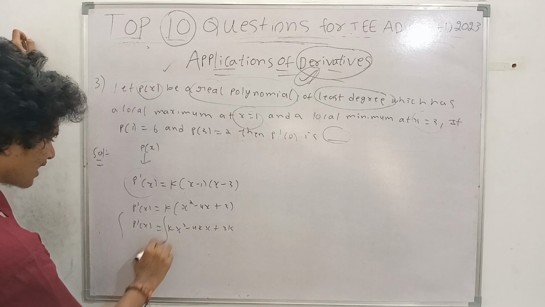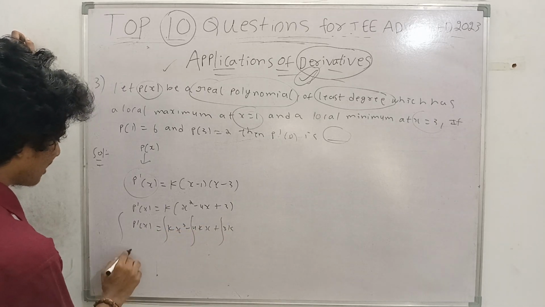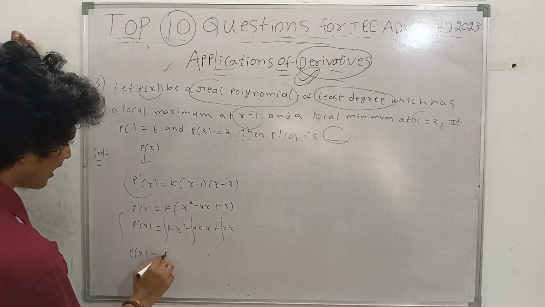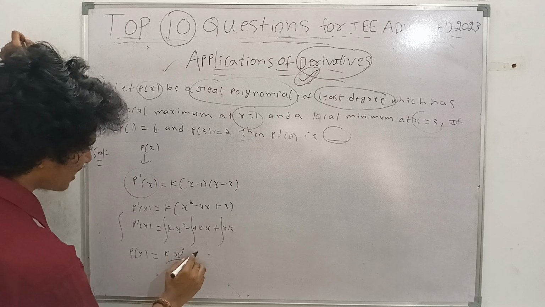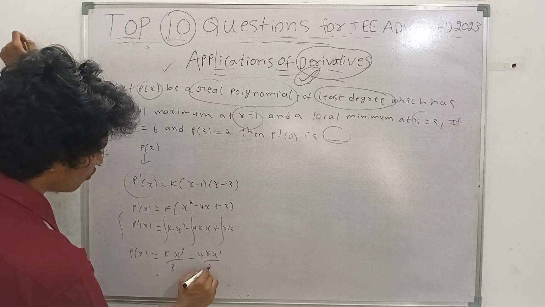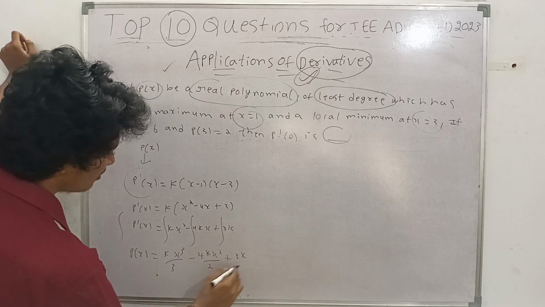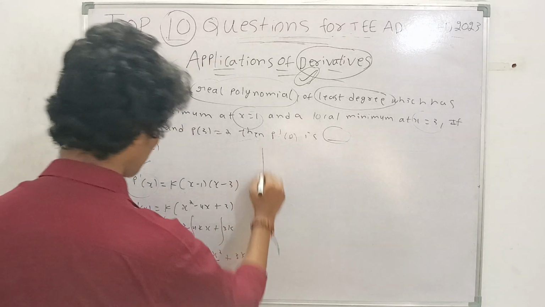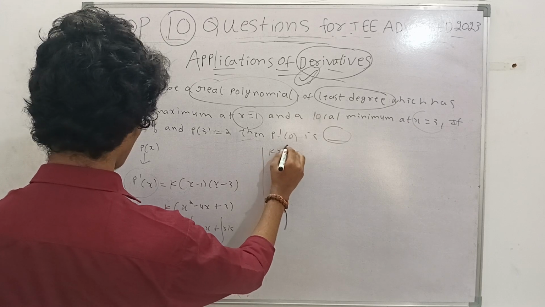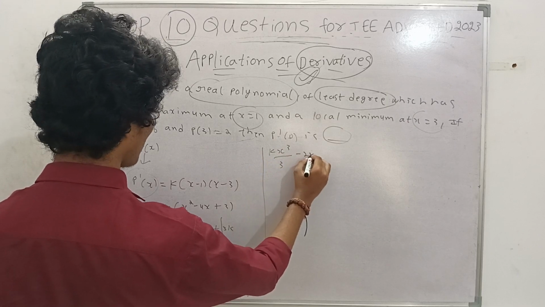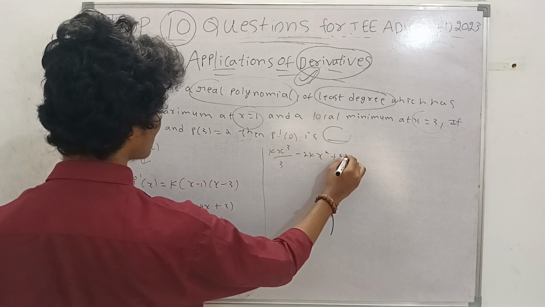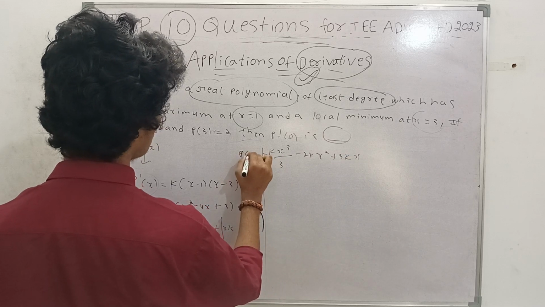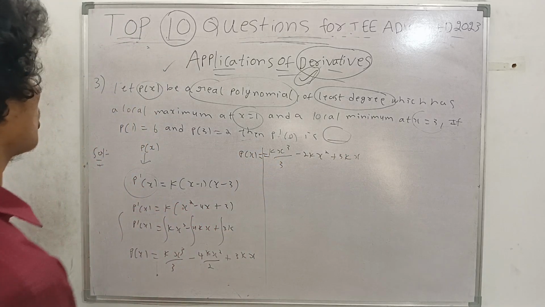Suppose if I integrate both sides, what will I get? I will get P of x equal to k into x cube divided by 3 minus 4k x square divided by 2 plus 3k x. Now if I solve this, I get kx cube by 3 minus 2kx square plus 3kx. This is the P of x polynomial.